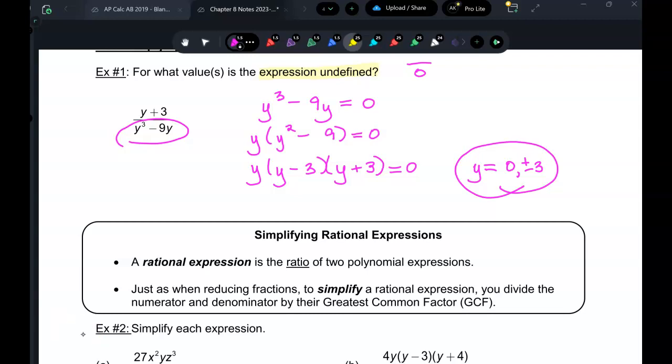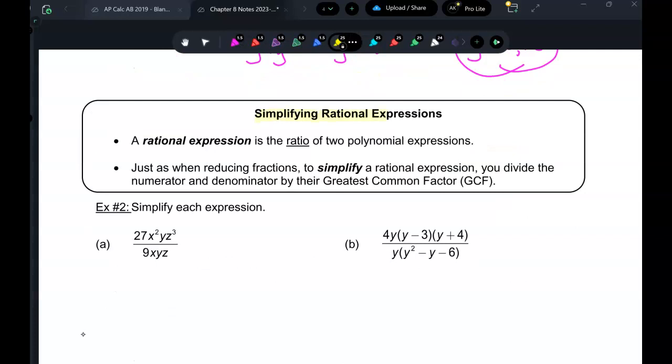What do we have to do? Simplifying radical expressions. Not radical, sorry, rational expressions. So when we look at fractions, right, what do we want to do? We want to simplify or take out the greatest common factor.